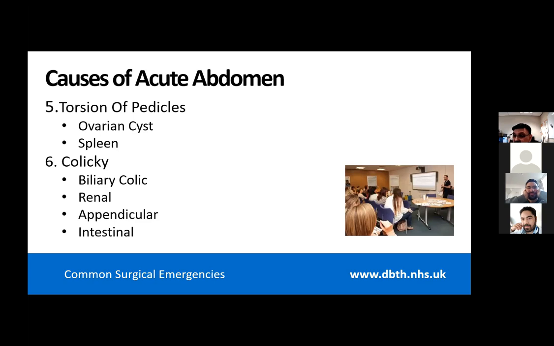And intestinal obstruction, particularly when it's a partial obstruction, that can give that severe colicky pain as well.